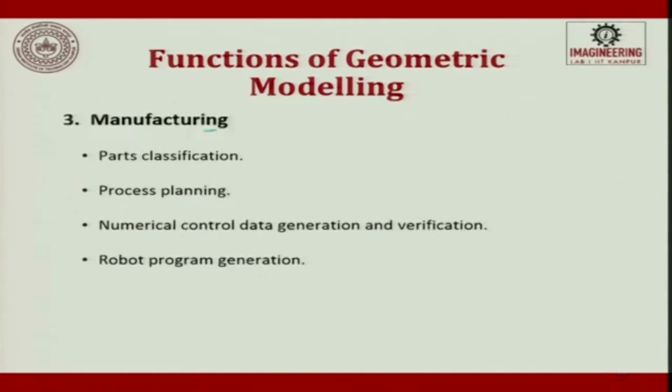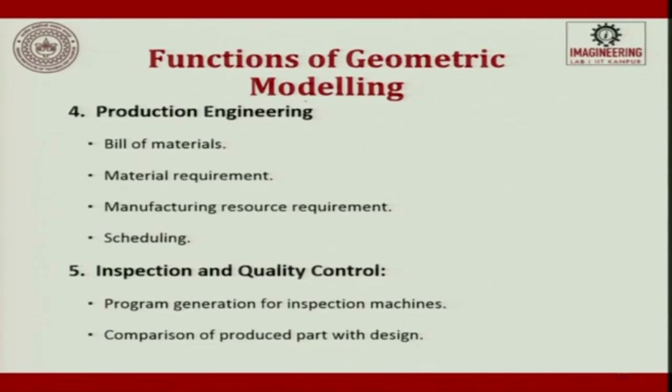When we talk about manufacturing, it helps us in part classification, process planning, numerical control data generation and verification, and robotic program generation. This is basically for assembly operations. In production engineering, it is used for bill of materials, material requirement, manufacturing resource planning, and scheduling. In inspection and quality control, for program generation for inspection machines and comparison of production parts with design.